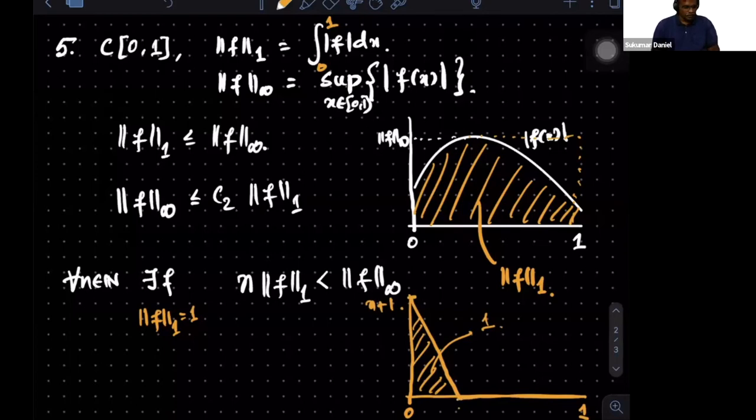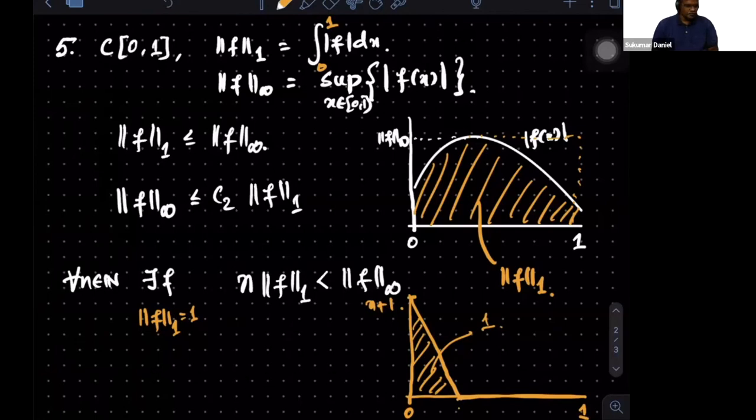Do you think you can fill up the rest of the details? You need to find out what this is. It's a triangle. Area you can easily find out: 1 by 2, this height and this. Okay, so fill it up. If you have done it, it's easy.